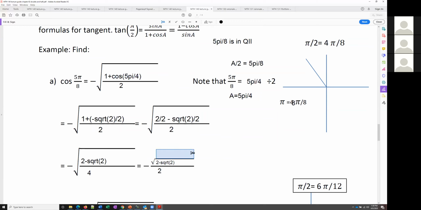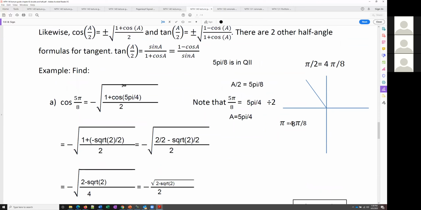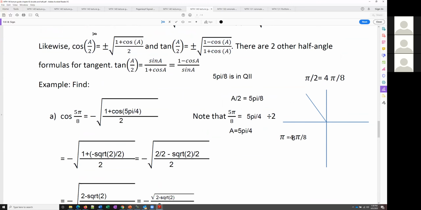How did I get the cosine of 5 pi over 4? So I was using this formula right here, the cosine of A over 2. Okay, my A over 2 is 5 pi over 8, which is equal to plus or minus, and I figured out I needed to use the minus sign, the square root of 1 plus the cosine of 5 pi over 4. Okay, and so that's how I knew to do this.